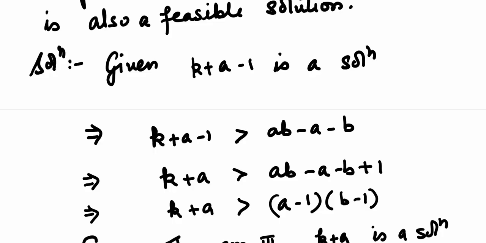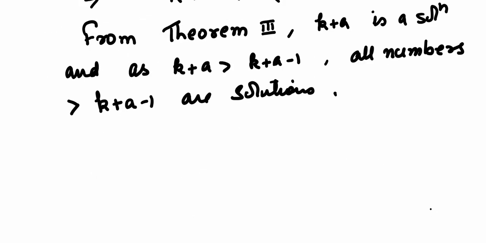If it is a solution, it would be greater than AB minus A minus B. Now take the one on the other side. We have AB minus A minus B plus 1. The right hand side can be written as A minus 1 into B minus 1. And now if we use the third theorem which we did, you can see that k plus A is also a solution, as k plus A is greater than k plus A minus 1, and the theorem states all numbers greater than k plus A minus 1 will also be solutions. So our theorem is proved.